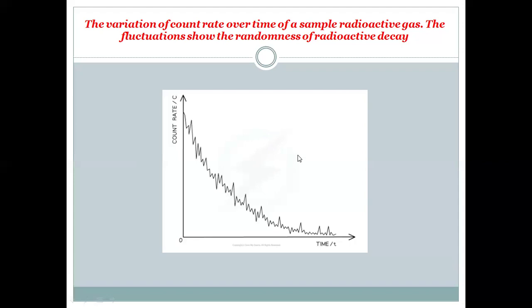So 200 means it is not exactly 200. It may be 199. It may be 203, 204. There will be little fluctuation. And in the next 10 minutes, it may be exactly 100 or it may be slightly above or below 100. So that is why there are some fluctuations in the count rate with respect to time.